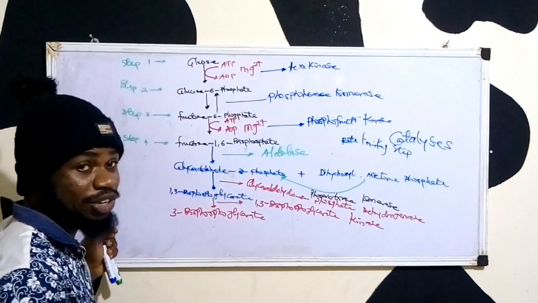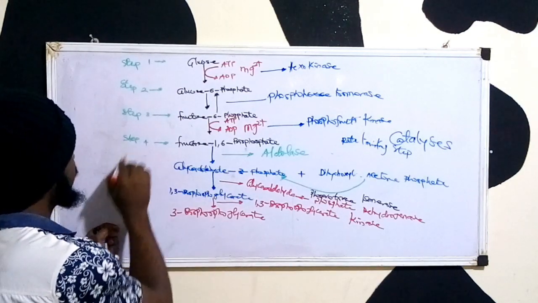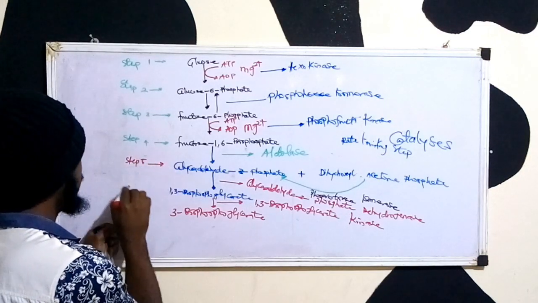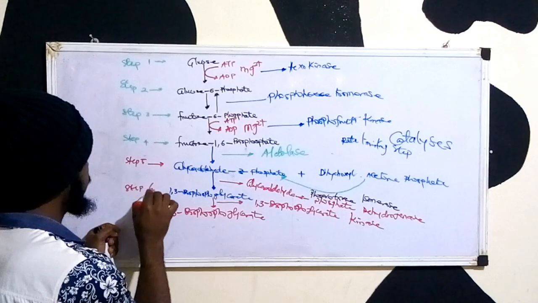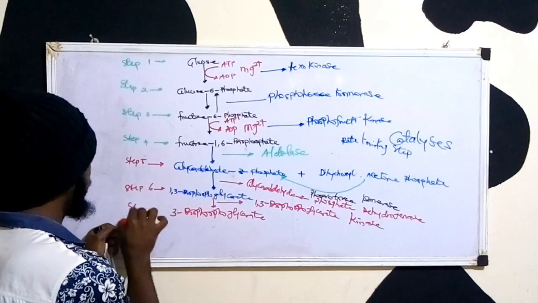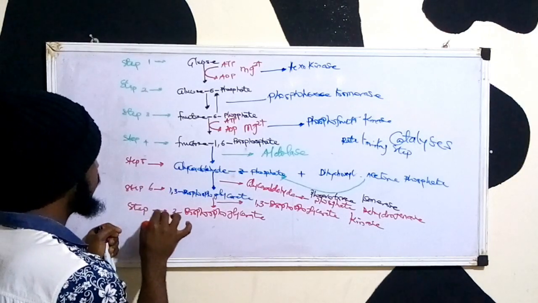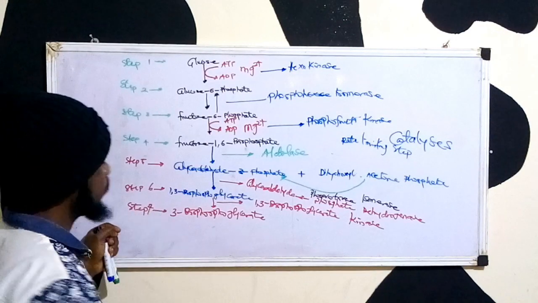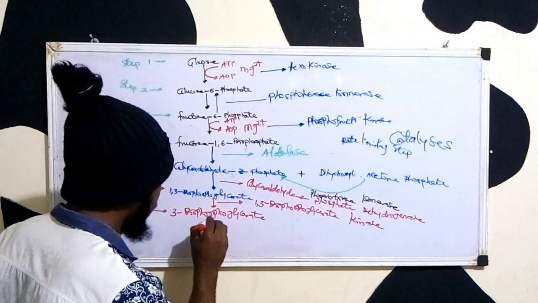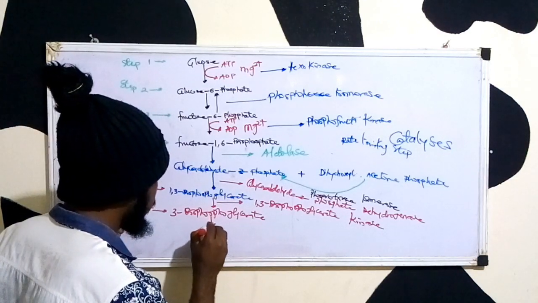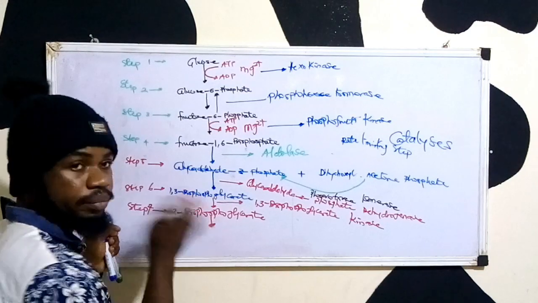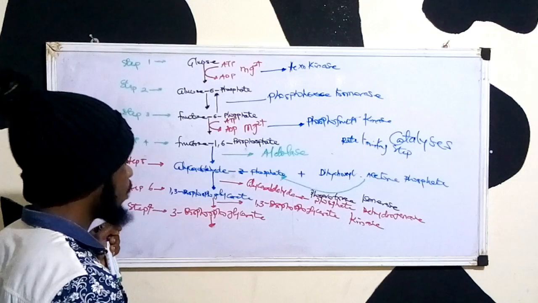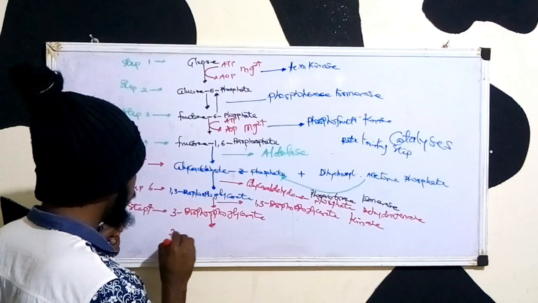Now the reaction did not stop; it continues. It's a 10-step reaction. So this is step 4, this is step 5, this is step 6, and this is step 7, meaning that we are left with 3 steps. This compound undergoes another reaction, and the phosphate is shifted to the 2nd carbon atom to give us 2-phosphoglycerate.